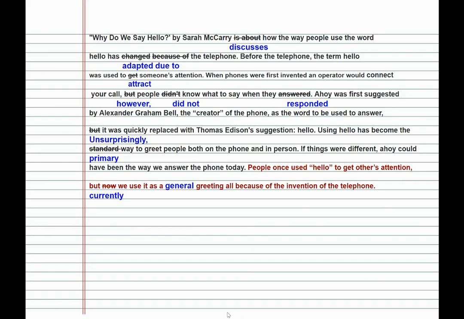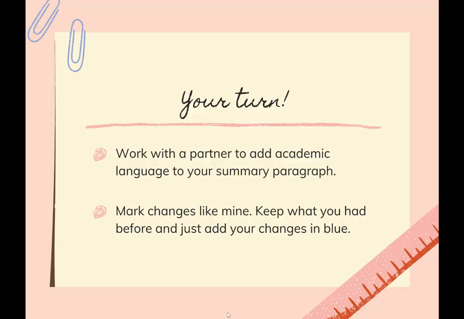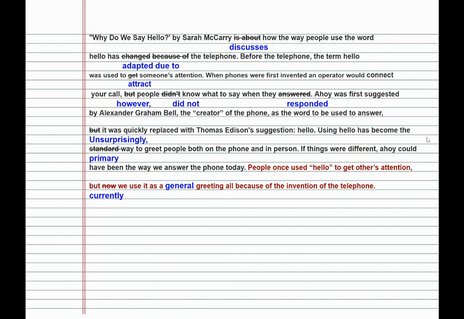This is what it will look like in your papers. I crossed off what I did not want, and I added my new academic language in blue underneath it. So I knew I'm getting rid of this and I'm adding this instead. This is what I want you to do. Push pause, add academic language to your summary, and then come back.